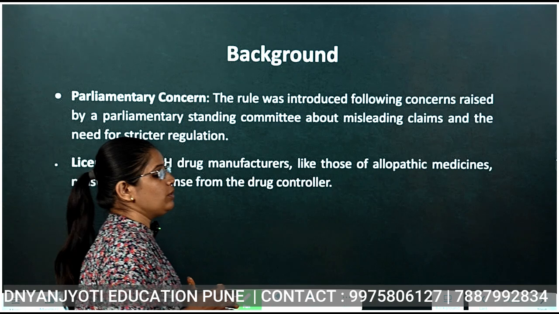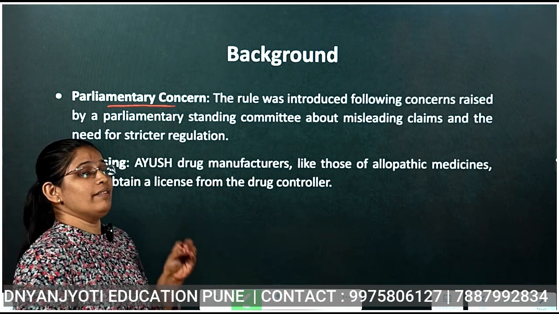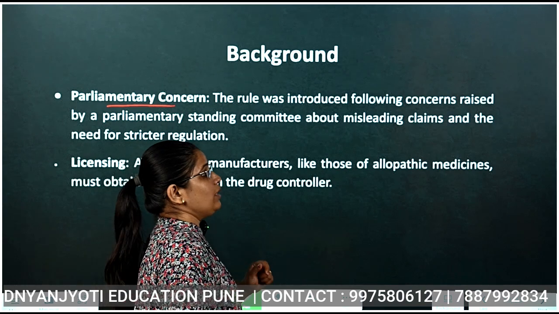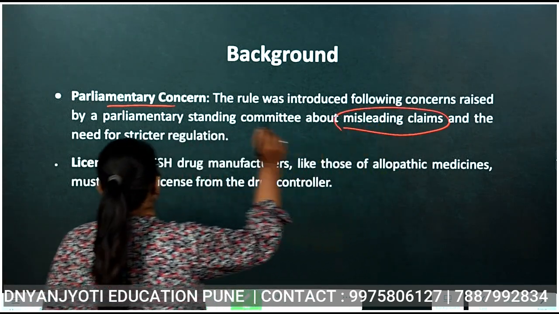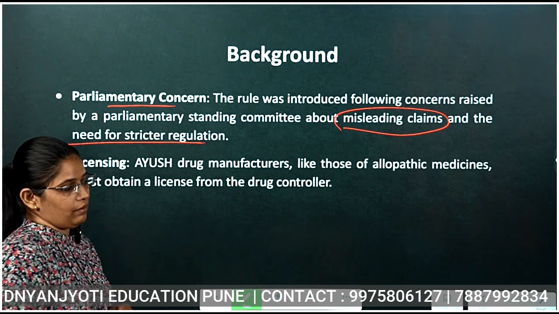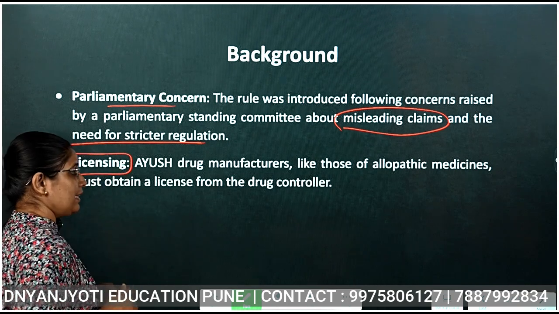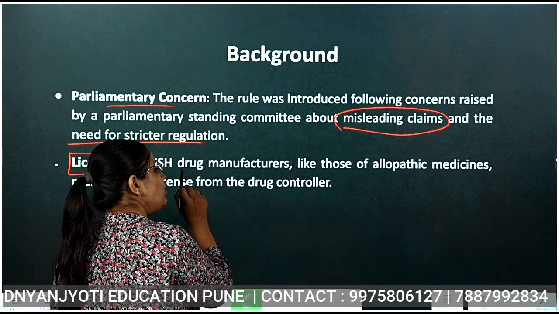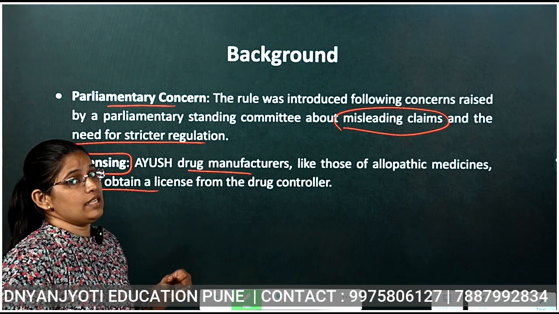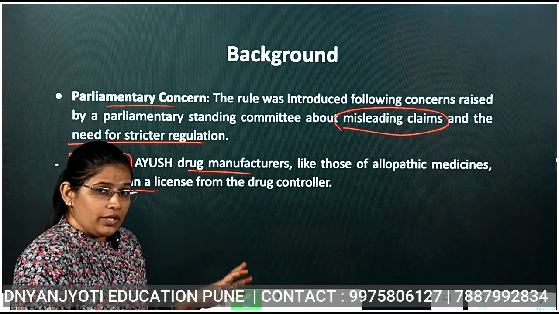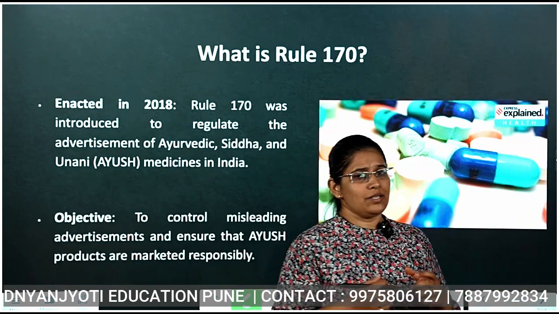With respect to the background, there is a parliamentary concern which shows that Rule 170 of the Drugs Act has been causing concerns with respect to misleading claims, and it should be regulated by stricter actions. Okay. Apart from that, there is also a licensing issue, which shows that Ayush drug manufacturers, like allopathic medicine makers, must obtain licenses from the drug controller. So these are two important aspects due to which Rule 170 of the Drugs Act has come into the news.